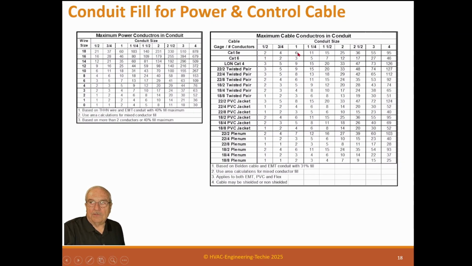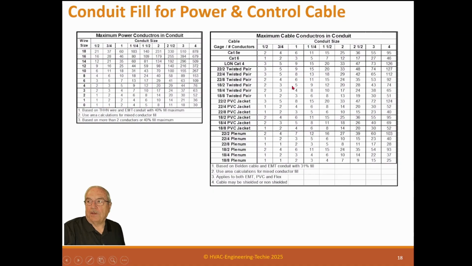So here's the conduit size. So if you have a 1-inch conduit and you want to put some Cat 6 in there, you can only run 3 in a 1-inch conduit. Now, Cat 5e, you can run 6. You can tell that Cat 6 has extra wire in it, so they're a little thicker. So normally in a 1/2 inch, you can only run 2 Cat 5e, and normally you can only run 1 Cat 6.